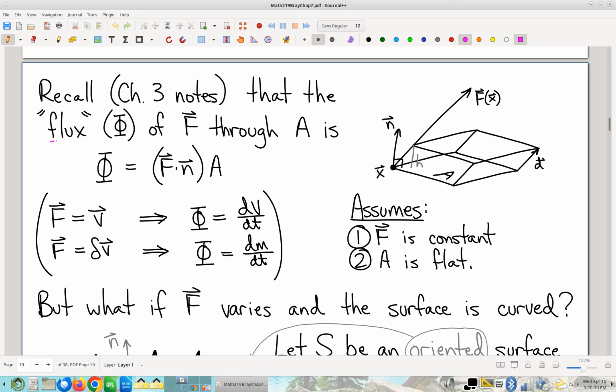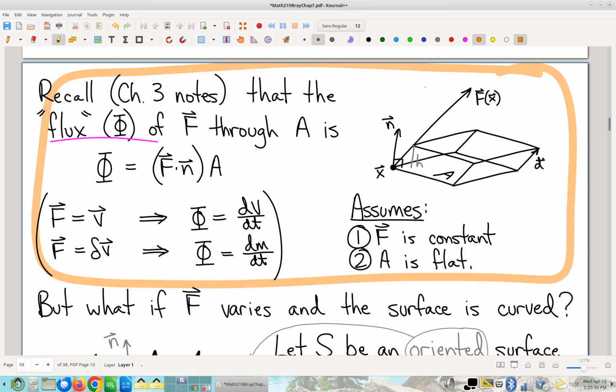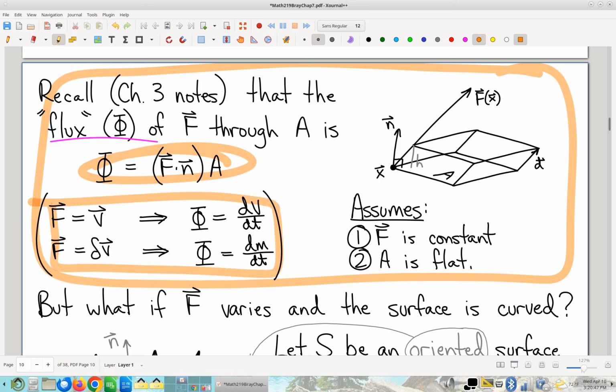Okay, so here's where we were. We were talking about flux. Recall that we talked about flux long ago, and all the stuff that I have here is old news. We've already discussed all of this. In particular, this is the formula for flux. These are the interpretations.